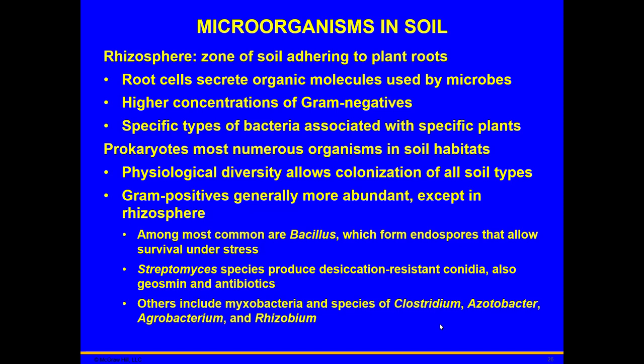Root cells will secrete organic molecules used by microbes. Higher concentrations of gram negatives are found there. Specific types of bacteria are associated with specific plants. With prokaryotes being the most numerous organisms in soil habitats, the physiological diversity allows for colonization of all soil types. Gram-positive organisms generally are more abundant except in the rhizosphere.